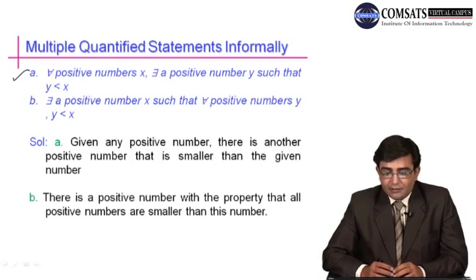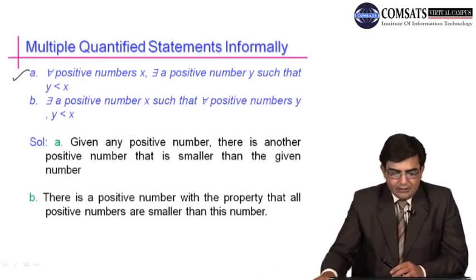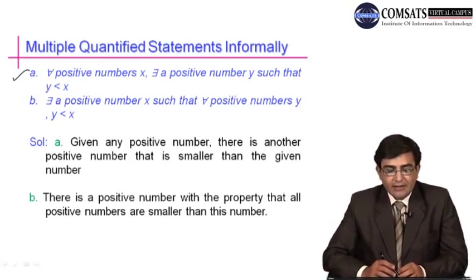So given any positive number, there is another positive number that is smaller than the given number, means for all positive numbers. So this is the informal version of the statement given in part A.